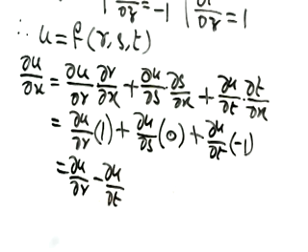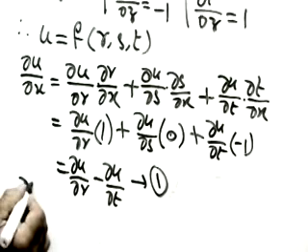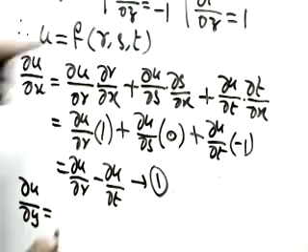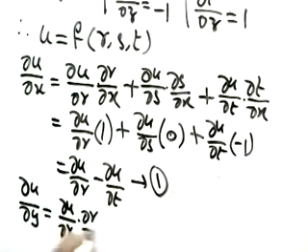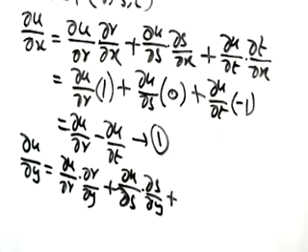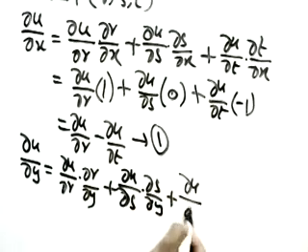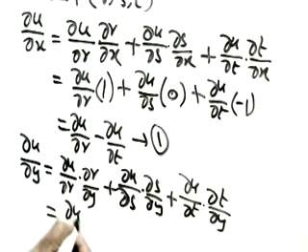∂u/∂r minus ∂u/∂t. In the same way, let me suppose this is represented by 1. Now let me differentiate with respect to y. ∂u/∂y: first we have to take r, ∂u/∂r into ∂r/∂y, then s, ∂u/∂s into ∂s/∂y, plus ∂u/∂t into ∂t/∂y.